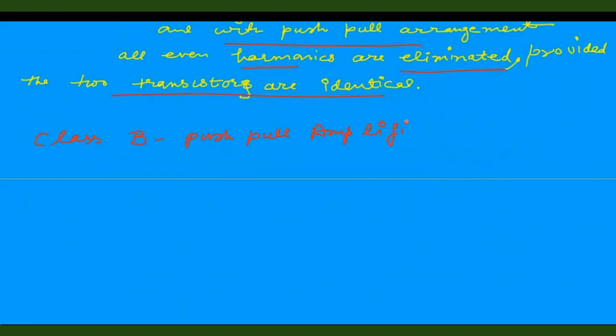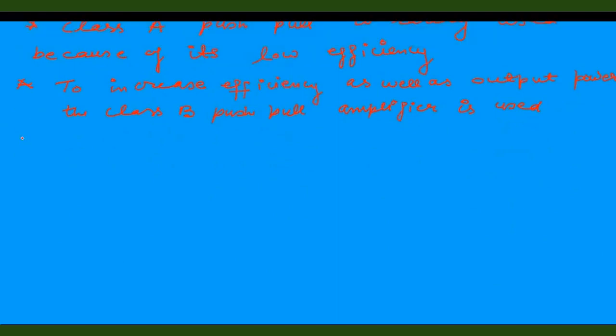This is very important. Now again, class B push-pull, the better circuit is as shown below. Class A push-pull is rarely used because of low efficiency. To increase the efficiency as well as the output power, class B push-pull amplifier is used because it is very good for efficiency as well as for high output powers.